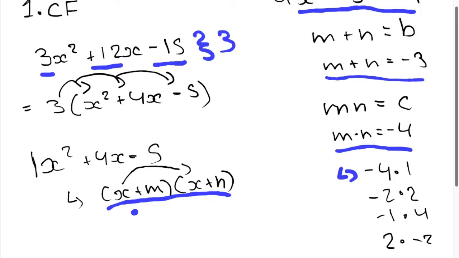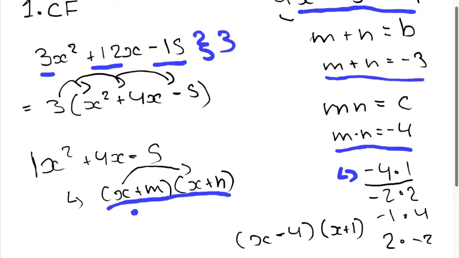But which one would we use so that m plus n is equal to negative 3? Of course, if we add negative 4 plus 1, we get negative 3. So we know that m and n have to be negative 4 and 1. It doesn't matter whether m or n is negative 4, because either way, m plus n will be negative 3 and m times n will be negative 4. So this first equation factored is simply x minus 4 times x plus 1. And there we have it. The simple trinomial just got factored.